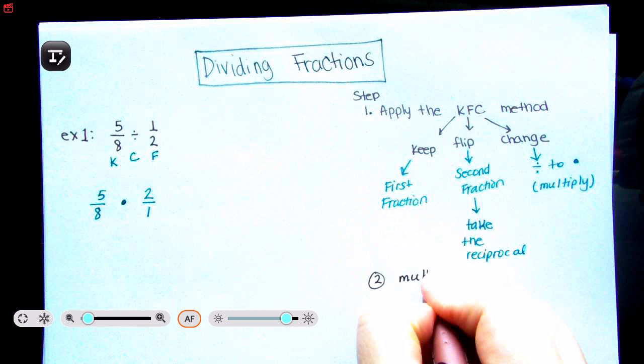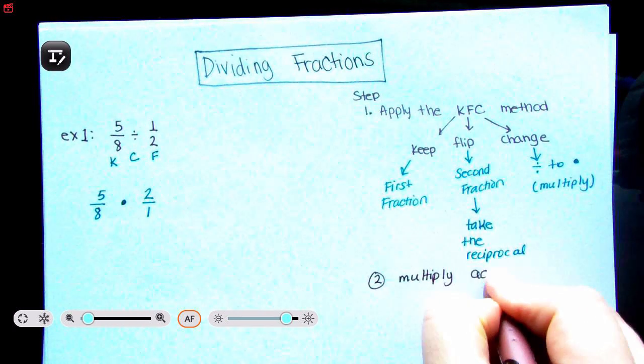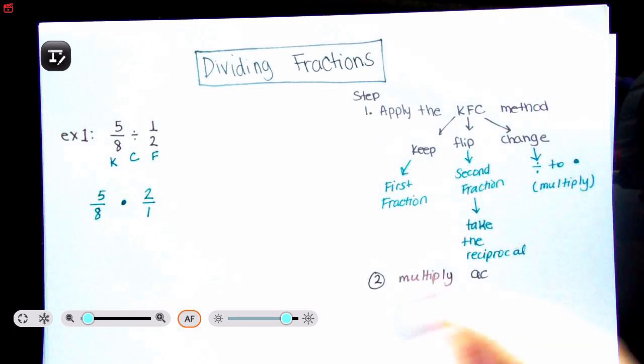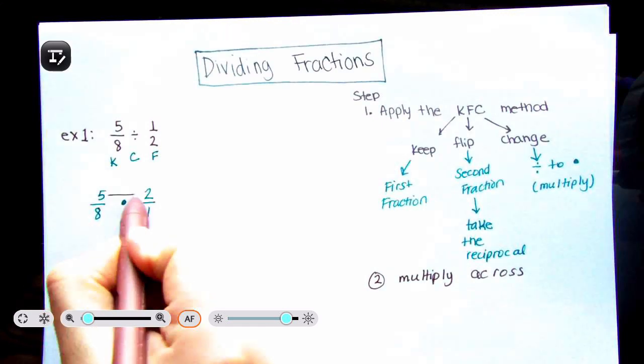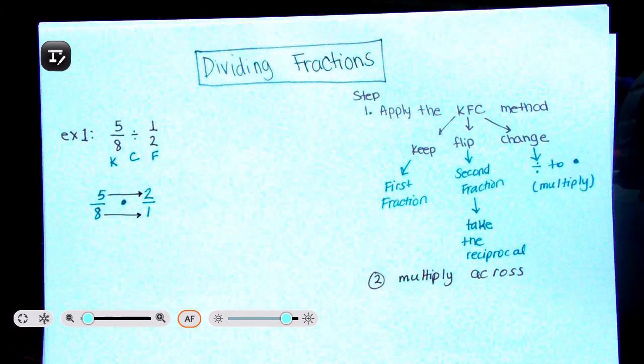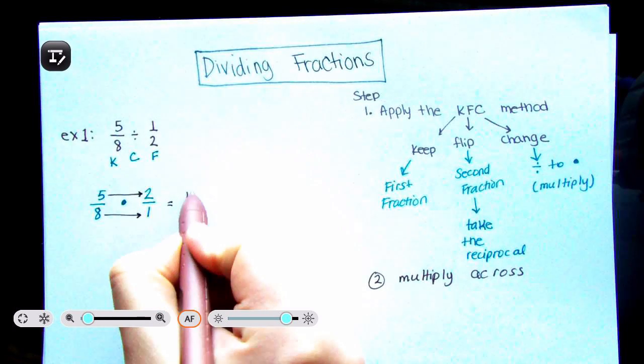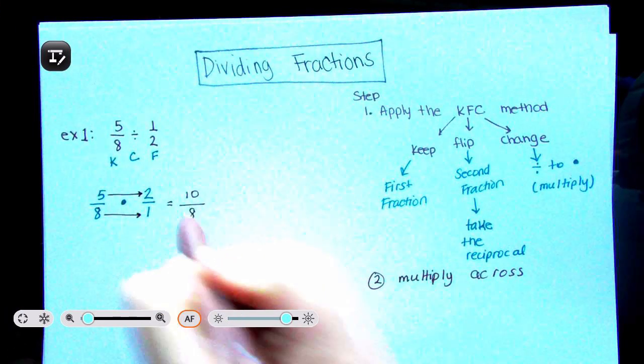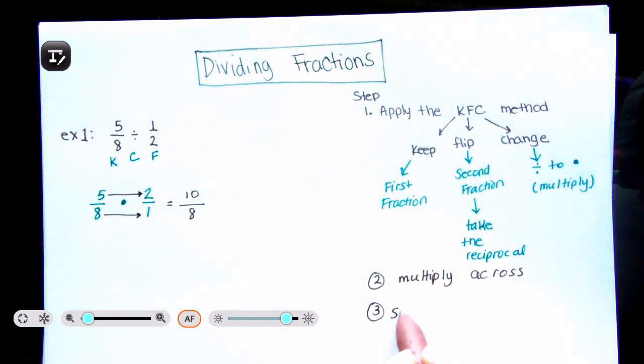Multiply across. So we're going to multiply across. If you watched my previous videos, you know that to multiply fractions there is one word, and that word is to multiply across. So I'm going to say 5 times 2 is 10. 8 times 1 is 8. Step number 3 is simplify or reduce your final answer.